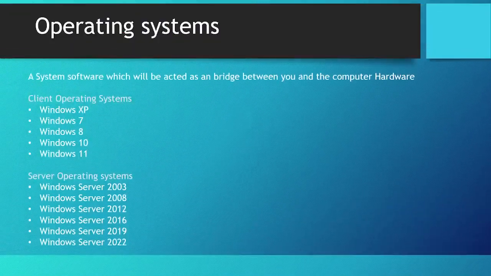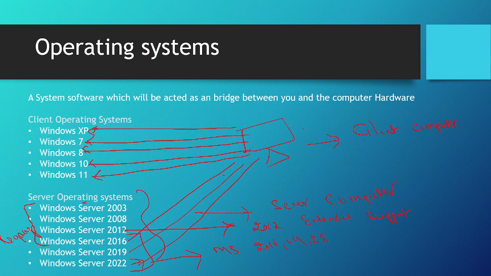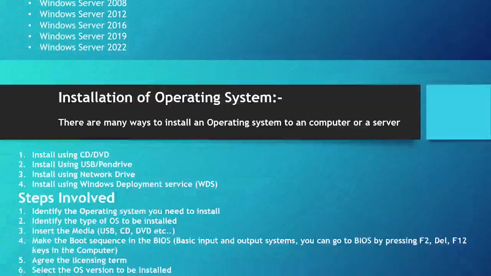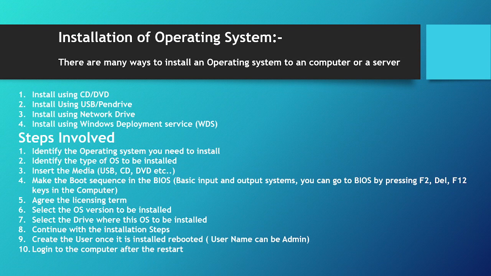Now, how will I install the operating system to the computer? I told you, if you have Windows 10 or Windows 11 operating system, it is a client computer. And if you install a server operating system on the same computer, that will become a server computer. Now I wanted to tell you how I can install the operating system to convert one client machine into a server, or a newly purchased laptop to work as a computer. So how can I install the operating system? This is from scratch.